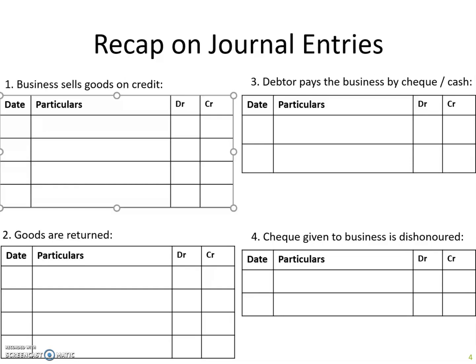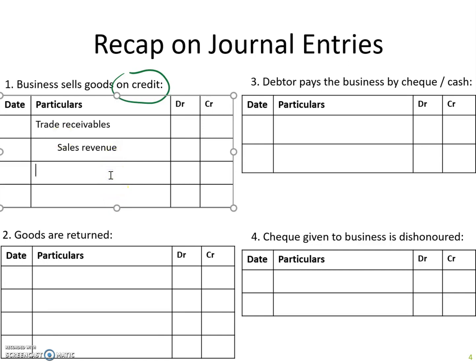Okay, when the business sells goods on credit, we'll need to record 4 accounts. Okay, because the keyword is on credit. Okay, so the first account that we record will be trade receivables. So we debit trade receivables. Okay, and we credit sales revenue. Okay, this is the amount that the business earns.